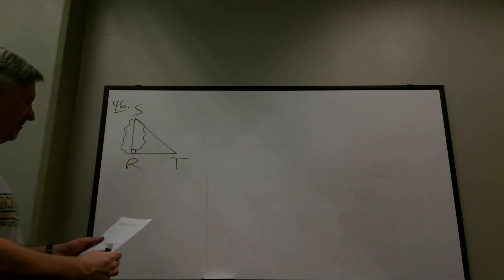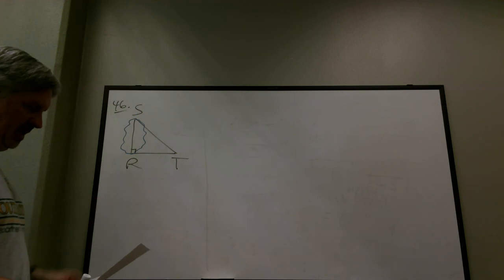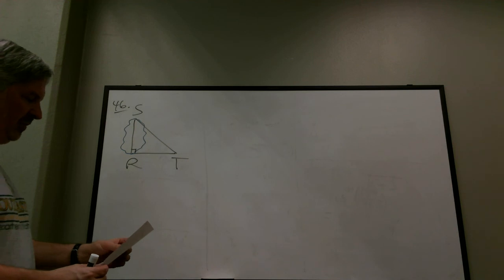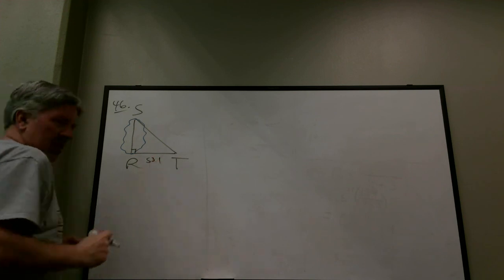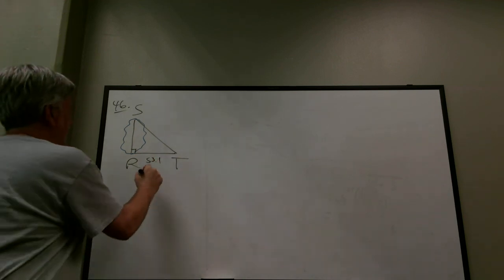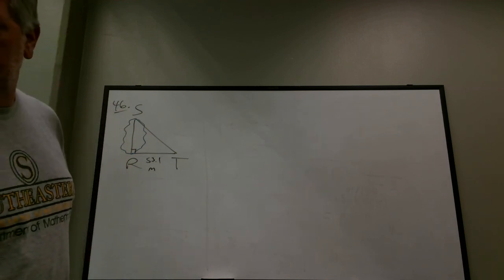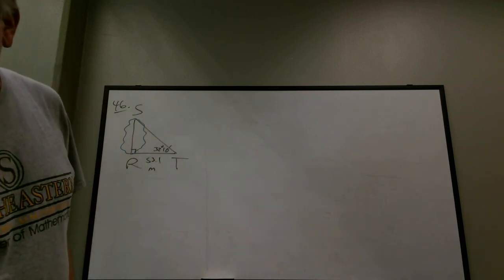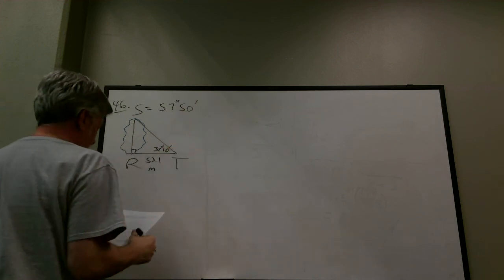It says to find the distance RS across the lake, a surveyor lays off length RT, which turns out to be 53.1. So let me add that to the figure. RT is 53.1 meters. Angle T is 32 degrees 10 minutes. So T is 32 degrees 10 minutes. Okay, fine. And angle S, well, they're being very generous here. I didn't leave a lot of room here. S is 57 degrees 50 minutes.